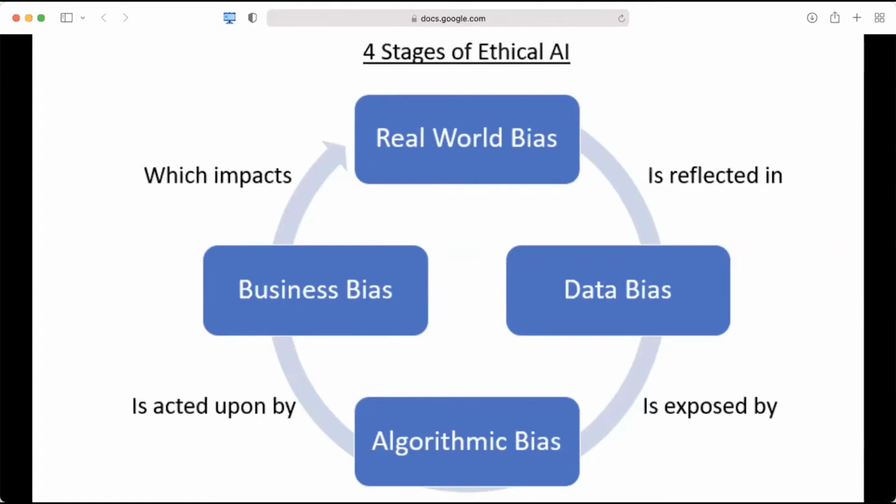So those are the 4 stages of AI, and it is very, very important for us to really be critical at each stage, because that vicious cycle of bias then affects our day-to-day life.